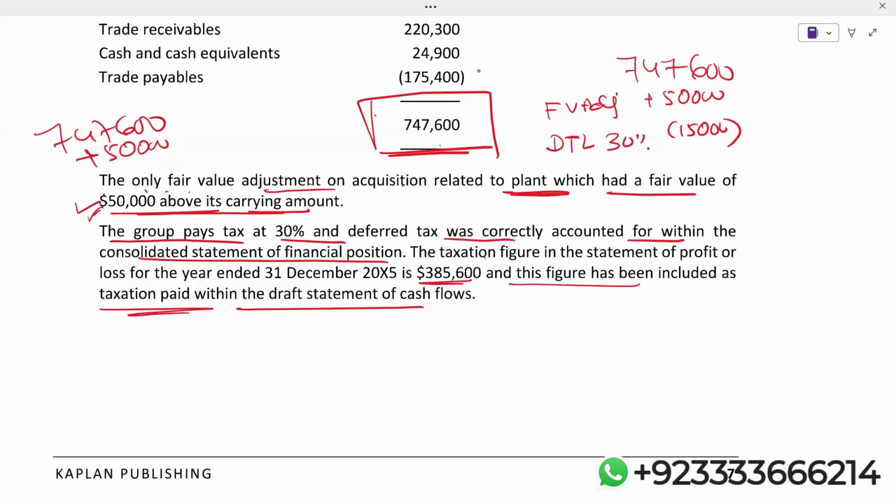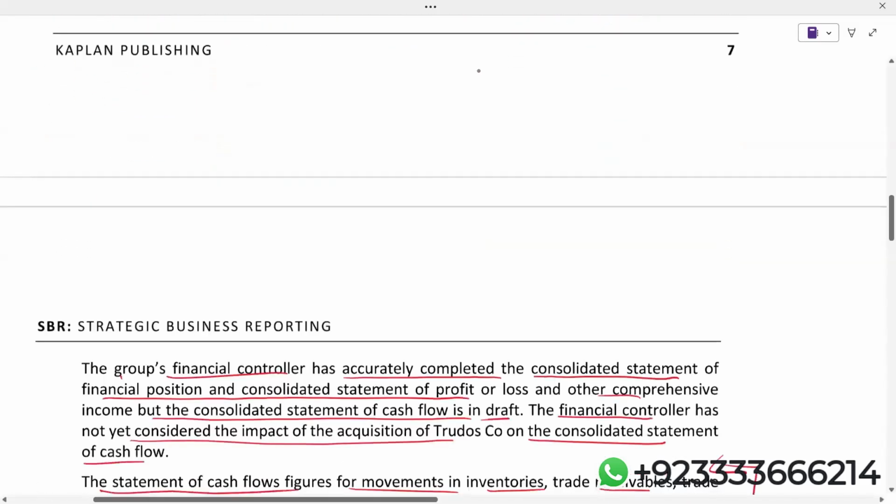So that is why, whatever value of depreciation the examiner has given us for the entire group, we will simply assume the impact of additional depreciation on fair value adjustment is included in that depreciation. Because the examiner has not given us any other information regarding the life of this plant in which the fair value adjustment is coming. So we don't have enough information to depreciate this 50,000 fair value adjustment. That is why whatever depreciation the examiner has given us includes the impact of depreciation which actually comes on fair value adjustment.